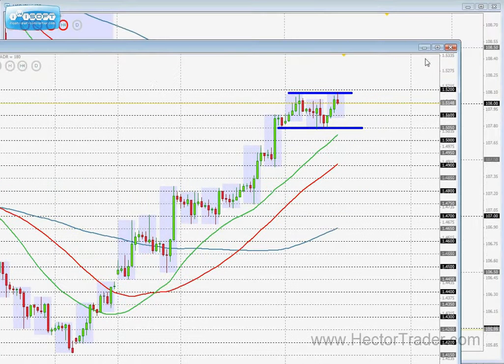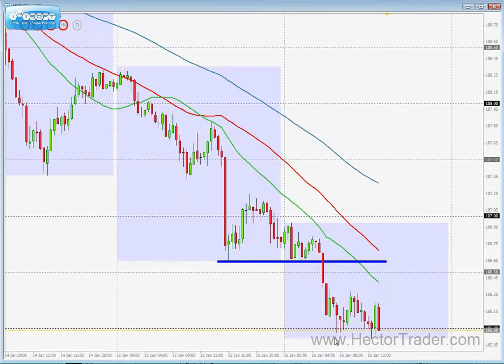Now I'm going to show you the other setup I'm following today. It's a possible short entry, an intraday type of trade. This is the 30-minute chart. It's a setup based on the 30-minute chart on the USD against the JPY, meaning the American dollar against the Japanese yen. Like I say, anything based on the 30-minute time frame, in my opinion, is considered an intraday type of trade.